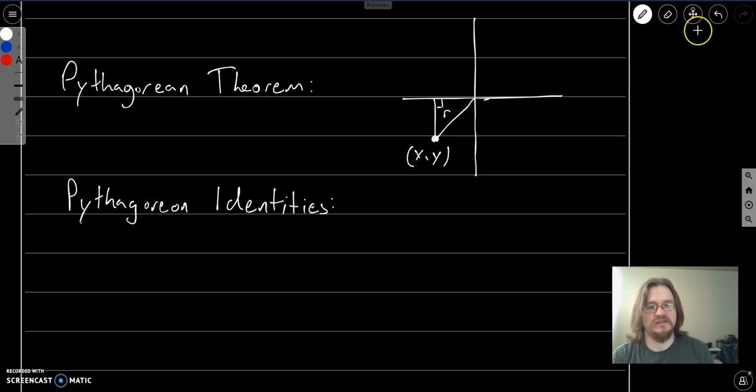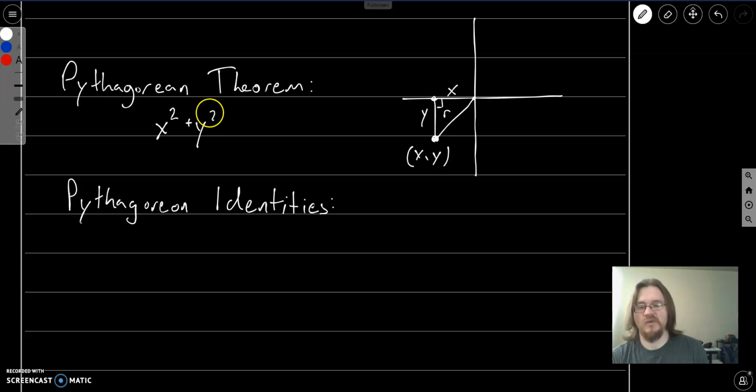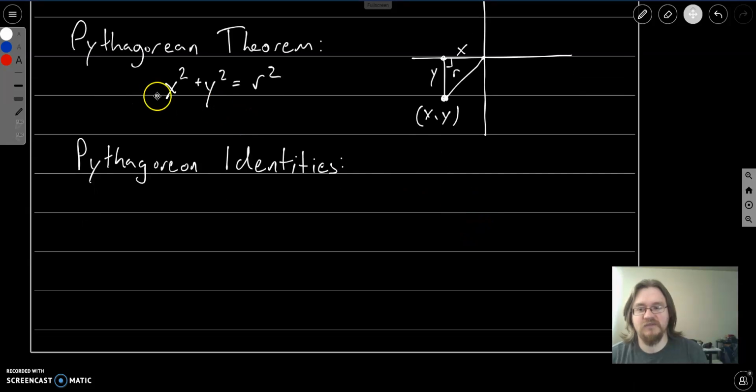The length of this line there is going to be x. That's how far over we are. The distance up there is going to be y, and then the distance along the hypotenuse is r. So we have x squared plus y squared is equal to r squared. So in this drawing, we have this triangle in there, and this allows us to have some identities because we have this relationship between x squared, y squared, and r squared.